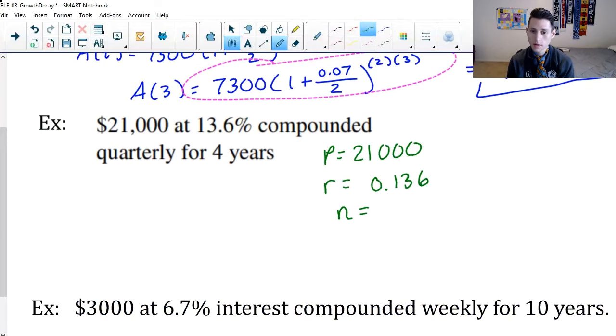And quarterly, compounded quarterly. So that's 4 times a year. Well, Austin, I thought you and Lewis were quarantining together so that you guys could still hang out. Right? And we want to know for 4 years.